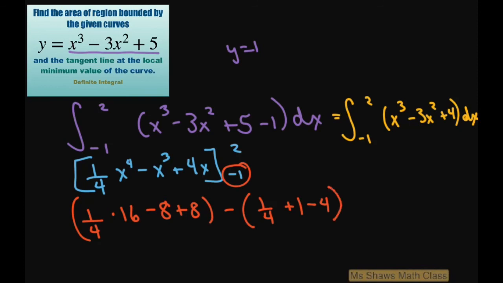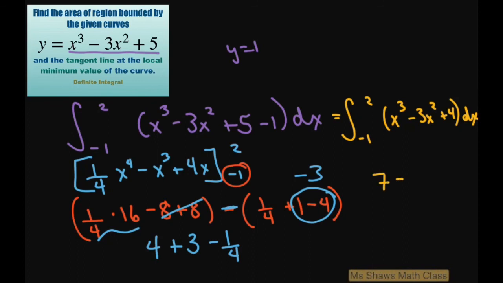So this piece, minus 8 plus 8 is going to go away. So this is going to be 4, and this is going to be negative 3. So basically you have two negatives here, so 4 plus 3 minus 1/4. That's going to give you 7 minus 1/4. And that simplifies to 27 divided by 4.